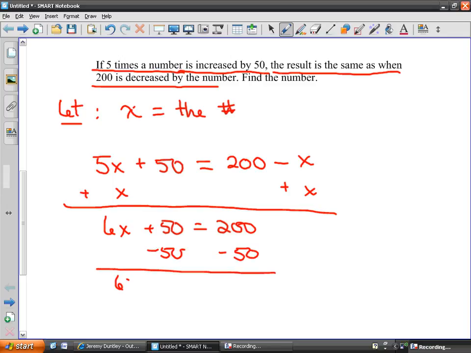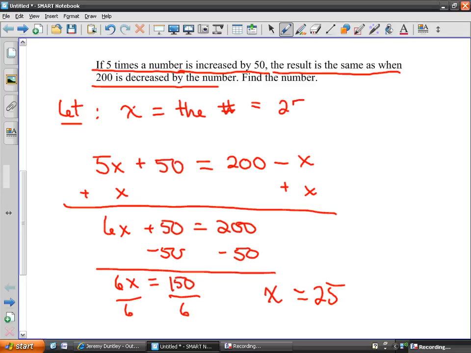and I end up with 6x equals 150. To get x alone, I must divide by 6. I think of this in terms of money. 150 is nothing more than $1.50, and if that's made up of quarters, it's made up of 6 of them. So 150 divided by 6 is a quarter, or 25. So x is 25.